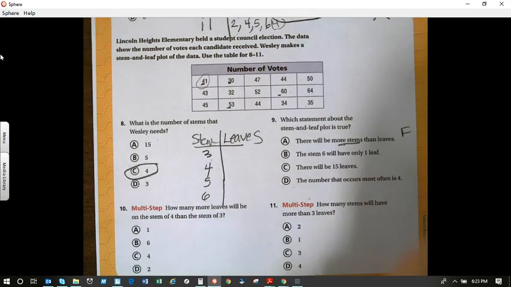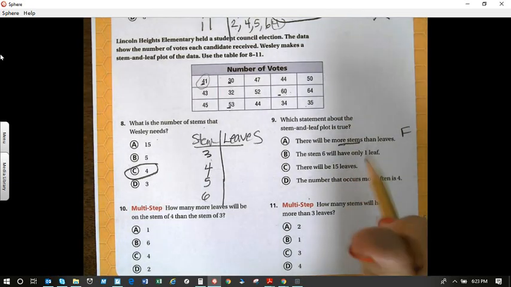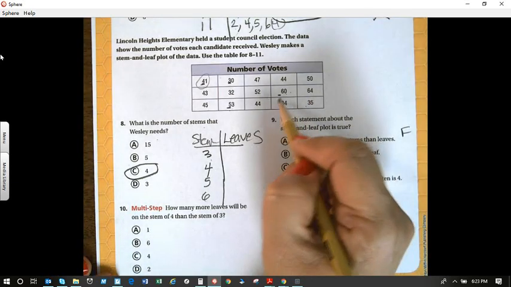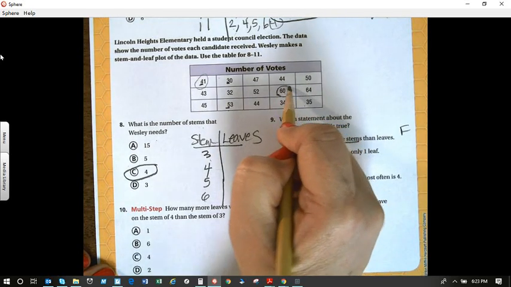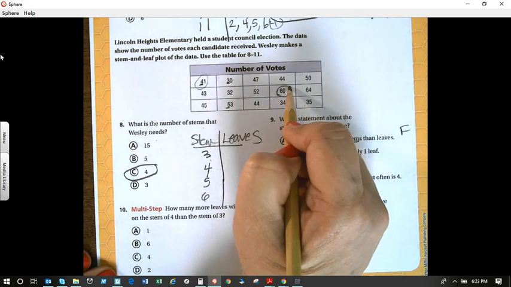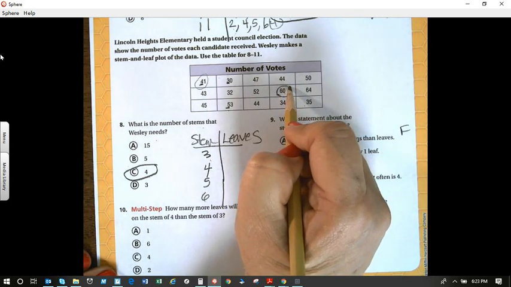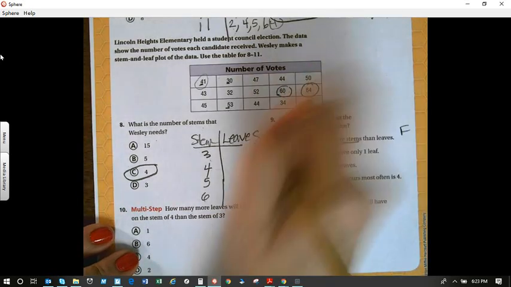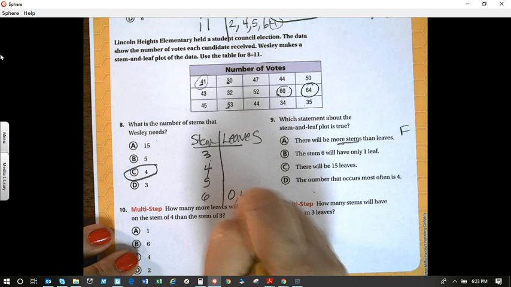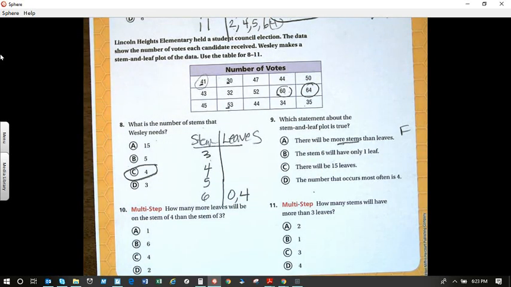The stem 6 will have only 1 leaf. Okay, so I'm going to look at stem 6. Well, here's 60. So stem 6 will have only 1 leaf? No, it's not going to have only a leaf. It's going to just, 0 is the hero. It's holding the spot. Oh, yes, it does. Here we go, 64. It's going to have 0 and then 4. There, it has 2 leaves. I'm so sorry. So it has 2 leaves.